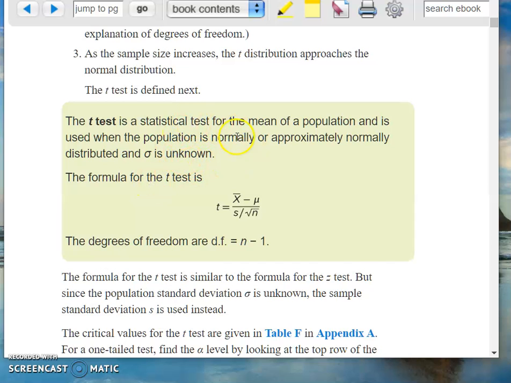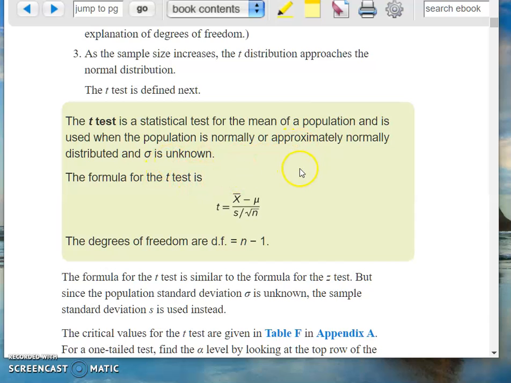It's a statistical test for the mean of a population. So we're comparing a sample that we draw out. We're going to compare that to the population mean. We're going to compare the x-bar to the population mean. And it is used when the population is normal, okay? It's normally distributed, or it is at least approximately normally distributed, and sigma is unknown.